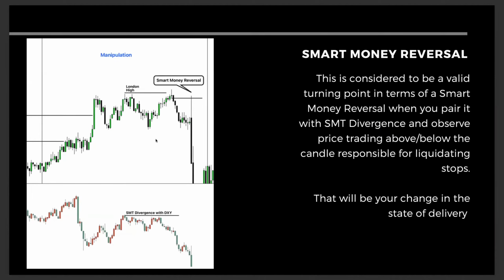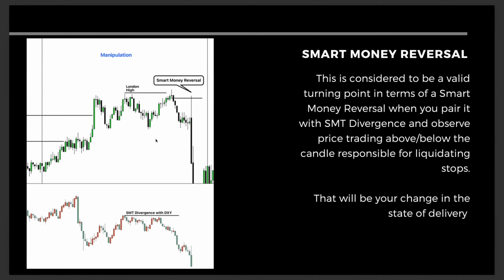So as you can see, that rejection block over there, that's the one that took out the London high, and that was what price referred to in order to consider going short. Okay, now that over there is your low risk sell. And that is also your change in the state of delivery.